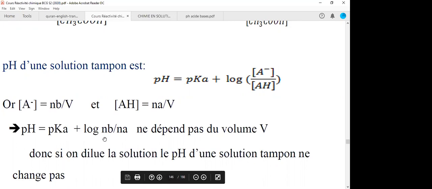Sometimes you might be asked in a question why the pH of a buffer solution doesn't vary even if you add some water, even if you dilute it. The answer is that the pH of this solution does not depend on the volume. Si on dilue la solution tampon, le pH ne change pas. Pourquoi? C'est parce qu'il ne dépend pas du volume. That's the answer here.